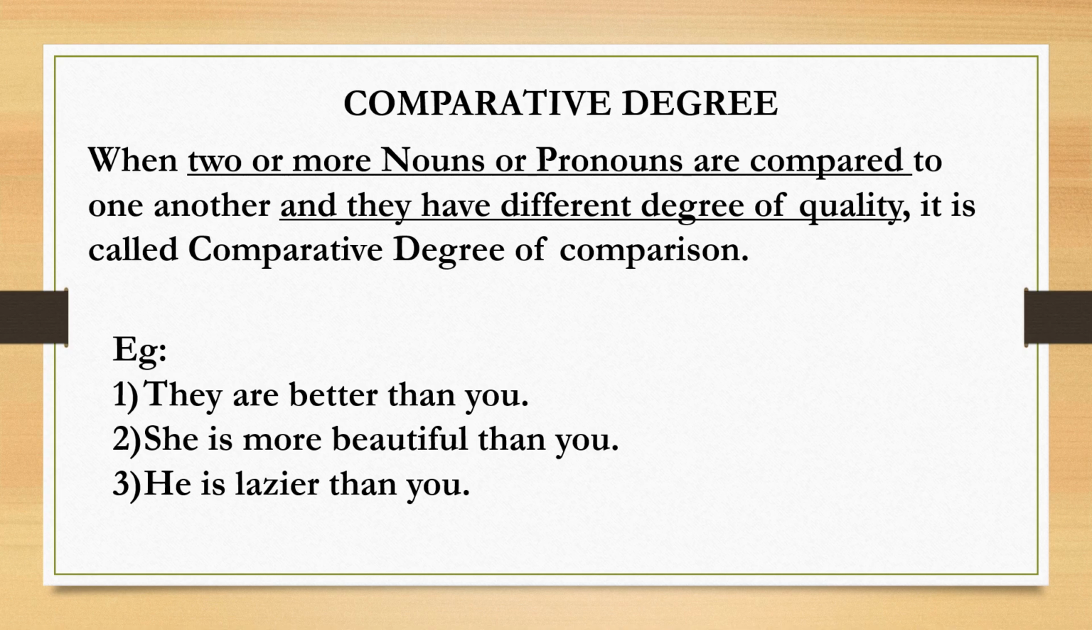See the second sentence. She is more beautiful than you. In this sentence, the pronoun she is compared to you. The words more beautiful than indicate comparison of possessing a difference in their degree of quality. Both are not equal in degree. One is more beautiful than the other.